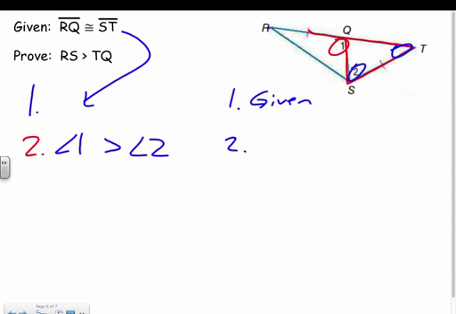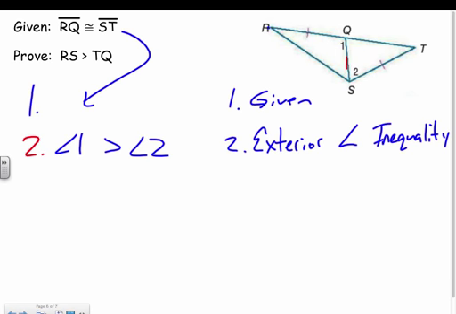And however you want to state this, I could state that angle 1 is exterior to the triangle, so it's greater than both remote interior. Or if I went back and looked at my section, we had a name for it. We just called it the exterior angle inequality. Or I'd be even okay with definition of an exterior angle. And once I get that stated, now I can compare the sides opposite, just like we were talking about. So if I look, angle 1 is bigger than angle 2, so I know the side opposite angle 1 is bigger than the side opposite of angle 2. So I can say that RS is greater than TQ.